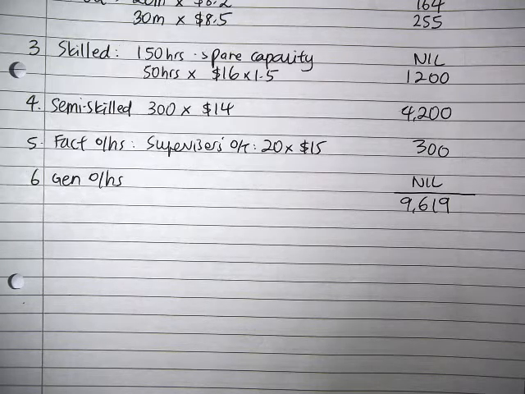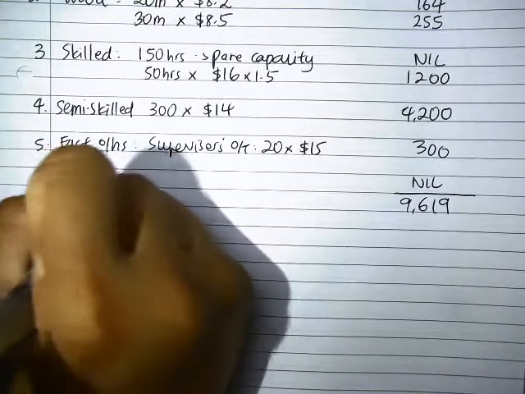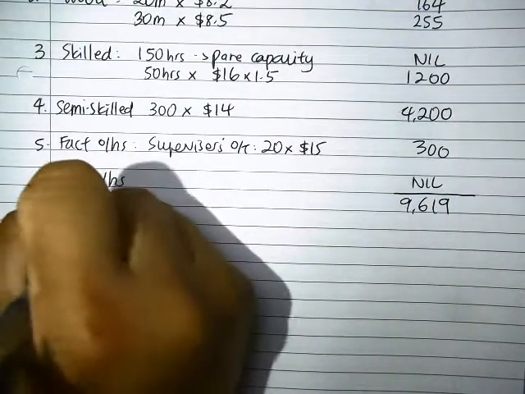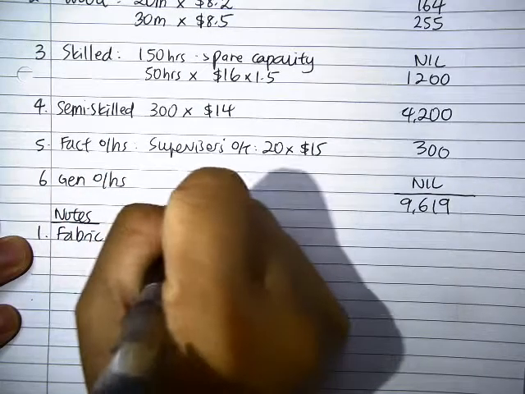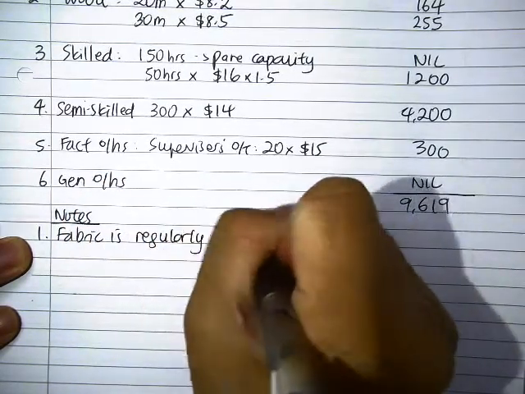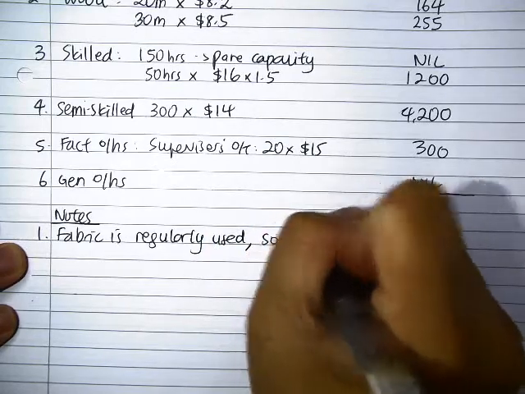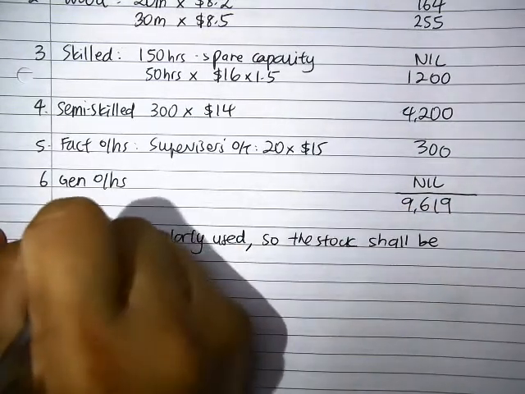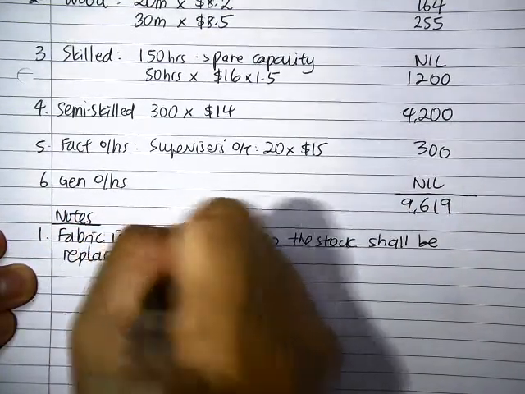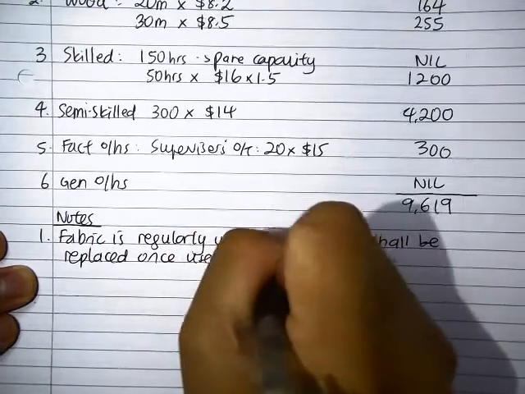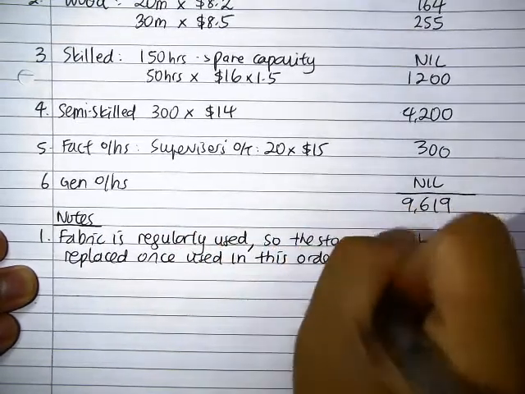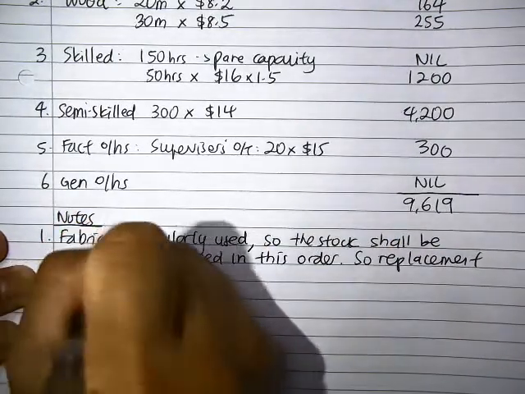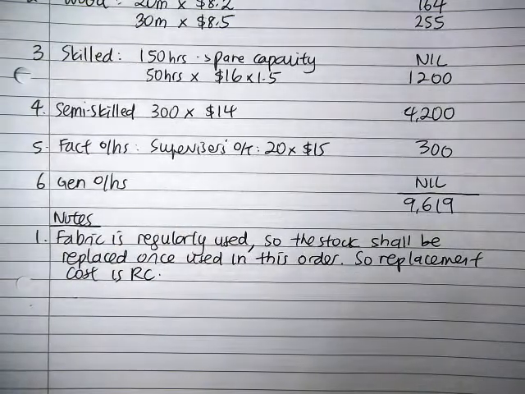Okay. Now you must put in the notes to explain. Okay, note 1. Fabric is regularly used, so the stock shall be replaced once used in this order. So the replacement cost is the relevant cost.